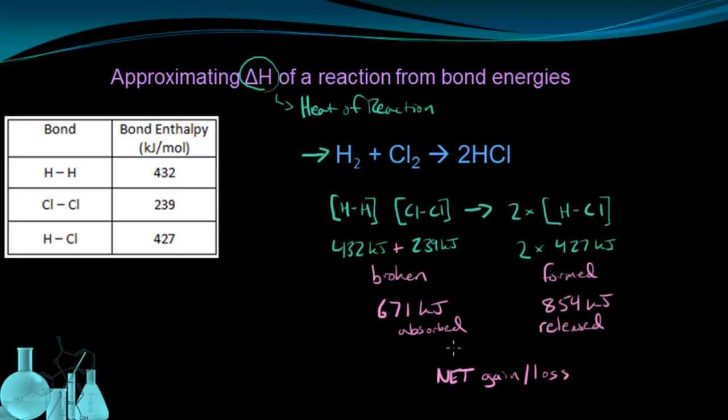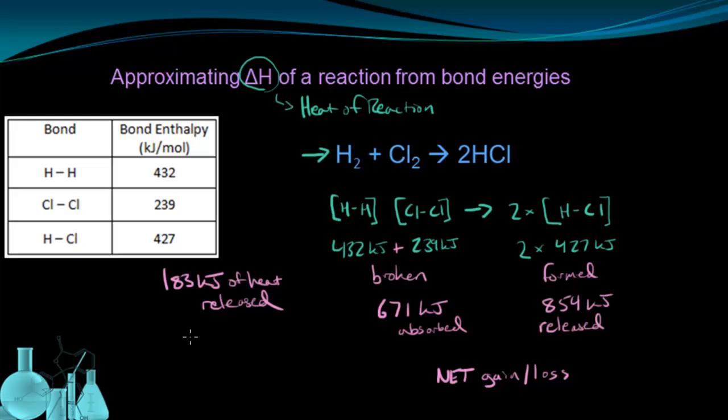Now overall, what we're really interested in is the net gain or loss of energy in the reaction. So if 671 kilojoules were absorbed and 854 kilojoules were released, we can see that overall more energy was released. Now how much more energy was released? 183 kilojoules of heat are released overall from the reaction. So this reaction going forward releases this amount of heat. If I have 1 mole of H2 and 1 mole of Cl2, and that produces 2 moles of HCl, that change is accompanied by a release of energy, or a release of heat, 183 kilojoules worth of it.